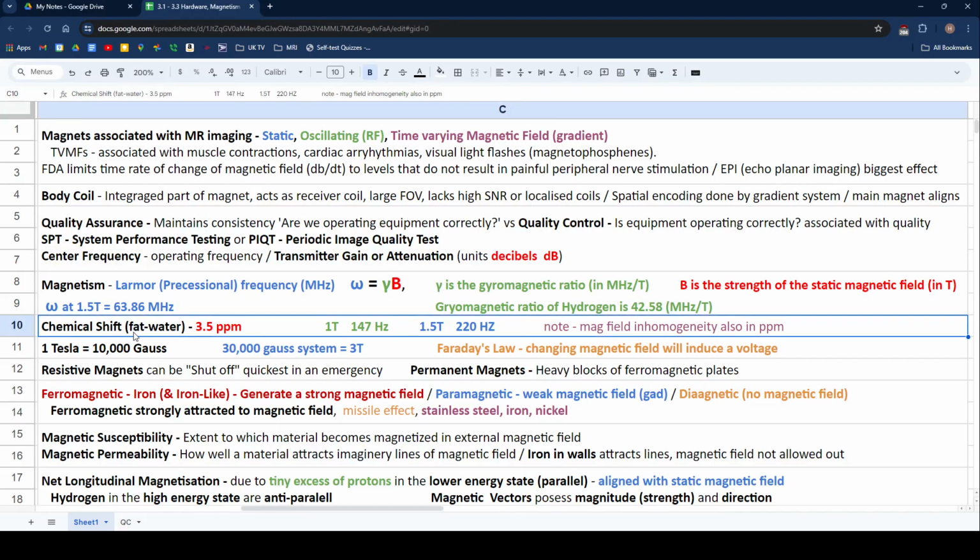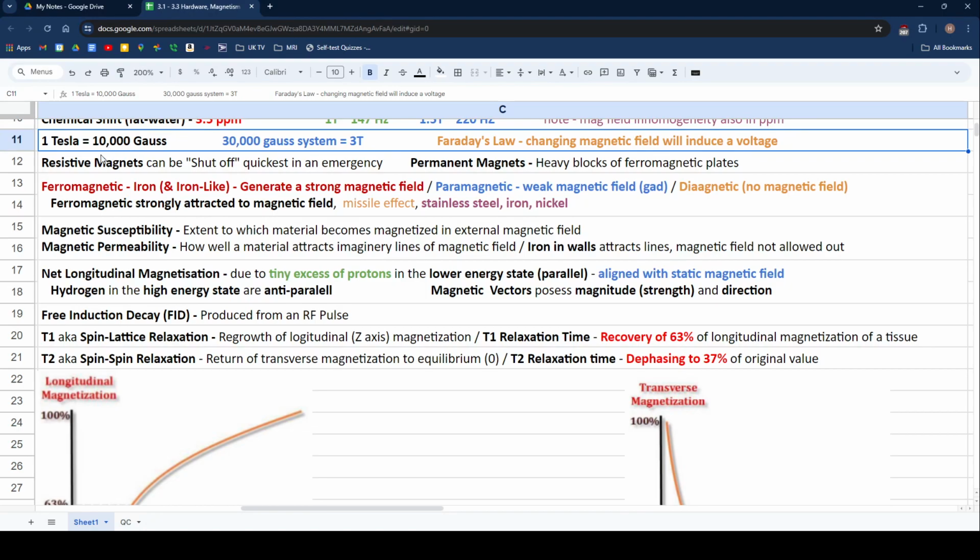The chemical shift of fat and water is 3.5 parts per million. At 1.5 Tesla, this is 220 Hertz. Remember that the magnetic field inhomogeneity is also in parts per million. 1 Tesla is 10,000 Gauss. So a 3T system will be a 30,000 Gauss system. Faraday's law says changing a magnetic field will induce a voltage. Resistive magnets can be shut off quickest in an emergency.